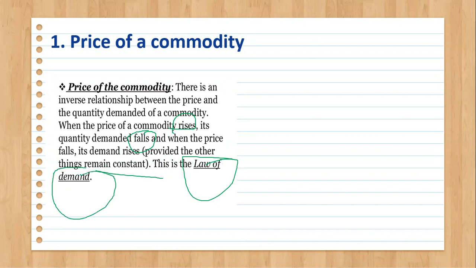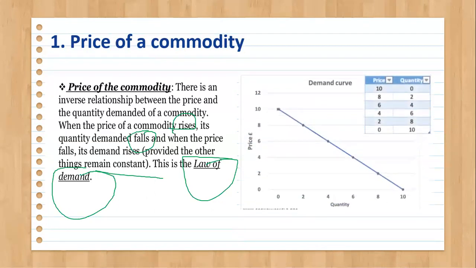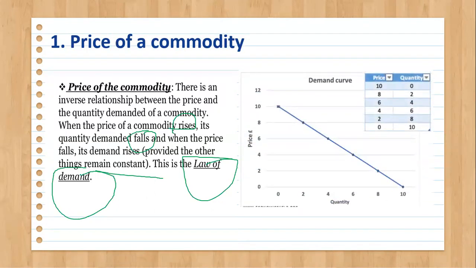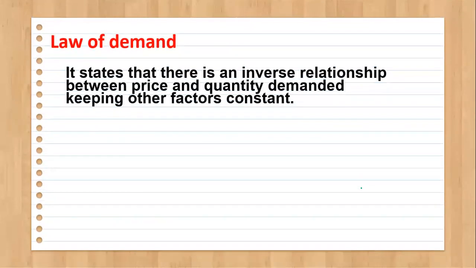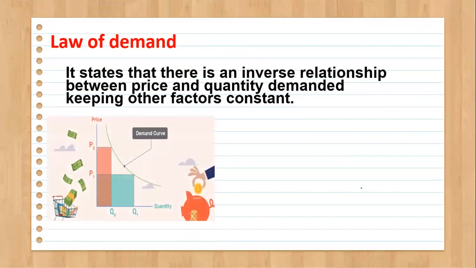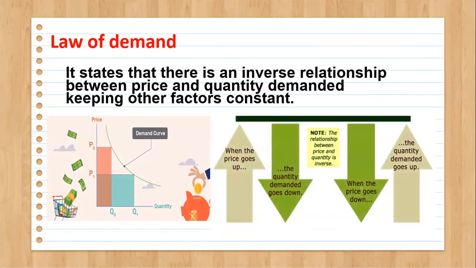So what does the law of demand state? It states that there is an inverse relationship between price and quantity demanded, keeping all other factors constant. And when we plot this graph, we get a downward sloping curve, which means that as my price keeps on declining, my quantity demanded will keep on increasing. So the law of demand: when the price goes up, demand goes down, and vice versa.